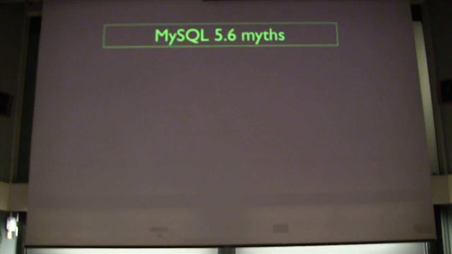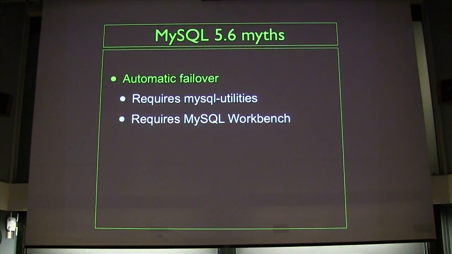Okay, let's talk about some problems. If you have seen MySQL 5.6 presentation, you will see bullet points telling you that there is an automatic failover. Actually, there is no such a thing. If you want to do automatic failover with MySQL 5.6, you need to take the MySQL utilities, use the MySQL failover utility, and then do the failover on your own. Meaning that it's not automatic, it's automatic if you make it automatic. So the thing that MySQL 5.6 does is making failover easier and smooth, much easier than MySQL 5.5, but it's not automatic at all.